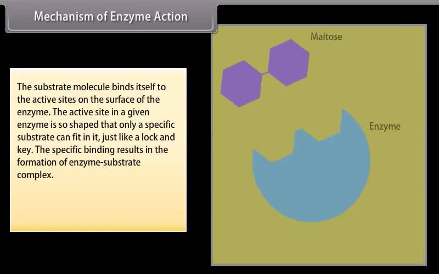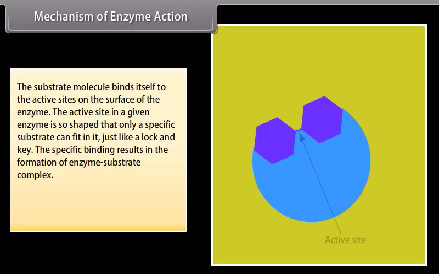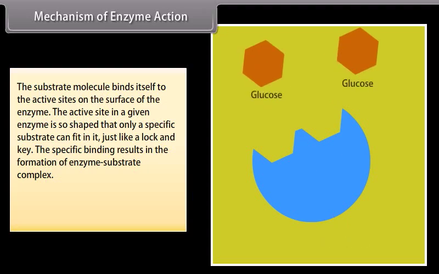Mechanism of enzyme action. The substrate molecule binds itself to the active sites on the surface of the enzyme. The active site in a given enzyme is so shaped that only a specific substrate can fit in it, just like a lock and key. The specific binding results in the formation of enzyme-substrate complex.